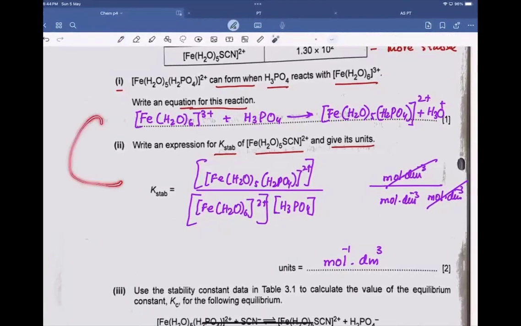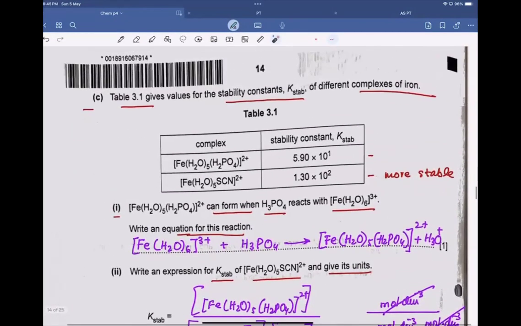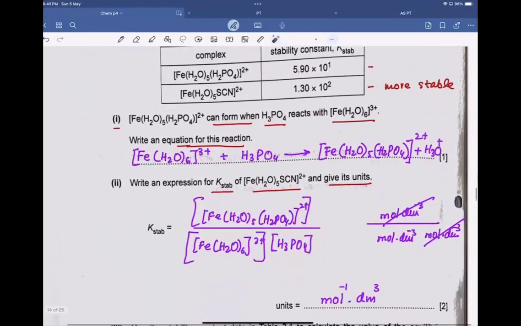Okay, I've used this one to write the expression, but here they are saying this one. Thank you, Miriam. Yeah. So if I'm using this one, so here SCN must be used, so sorry, over here. So we are going to get an SCN over here in the complex, and here we are going to get an SCN negative, which is the ligand.